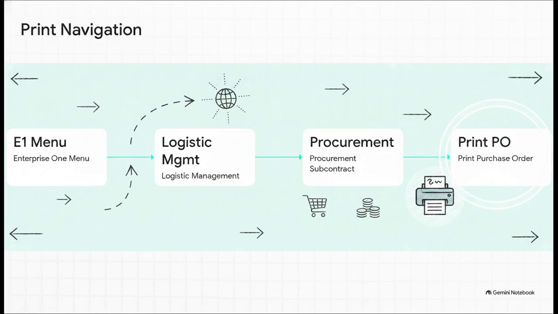But at the very end, the path branches slightly. Instead of entering a PO, you're going to select Print Purchase Order. JD Edwards deliberately keeps these related tasks grouped closely together, which honestly is a fantastic architectural choice for user flow.